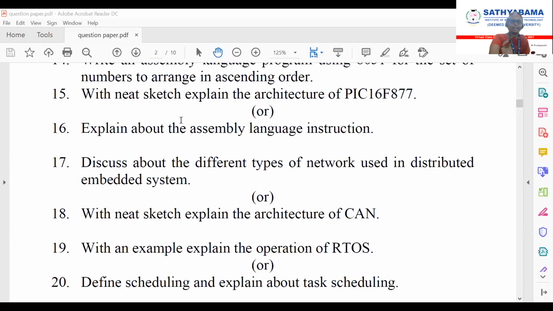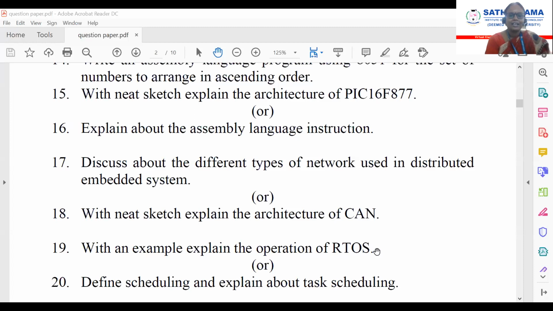The next question: discuss the different types of network used in distributed embedded system. With a neat sketch, explain the architecture of CAN. Actually, in the fourth unit a lot of questions can come. They can ask any serial protocol: RS-232, RS-485 is one protocol, CAN is another, I2C is another, SPI is another, USB is another, and Ethernet is another. So we have six protocols, and any protocol they can ask.